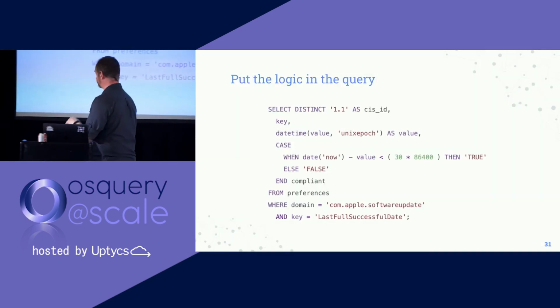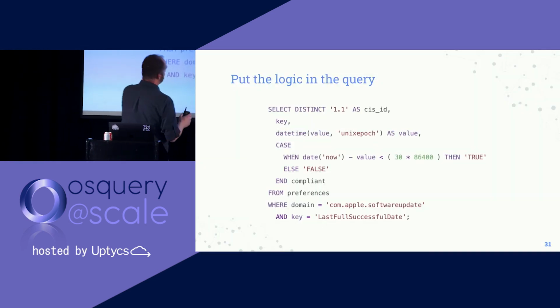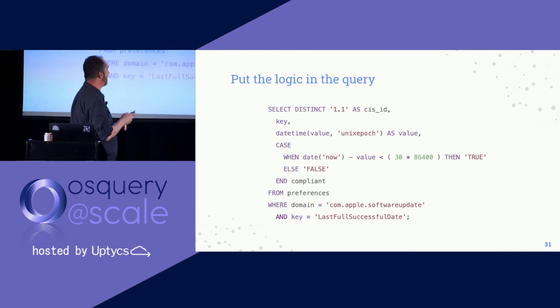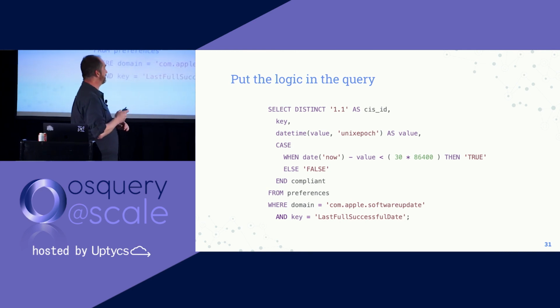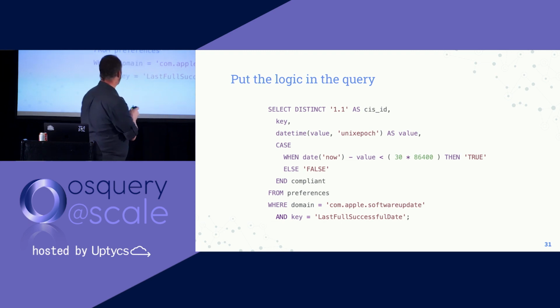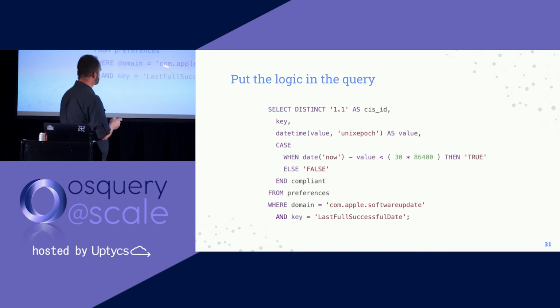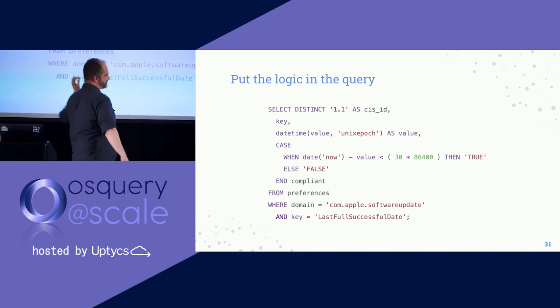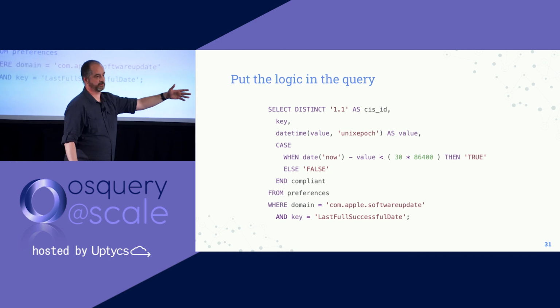So you can do better than this. You can write your queries to handle that logic for you so you don't have to do it later. And here's what that looks like. So I'm doing a query where I am now doing the 30-day math within that query, and if that date value is within 30 days of now, then I'm going to just output true in a column. If not, I'm going to output false in a column, and then here's the last full successful date. So basically, I've done all of the determining whether something is compliant at that particular point in time inside my query and storing that in my central database.